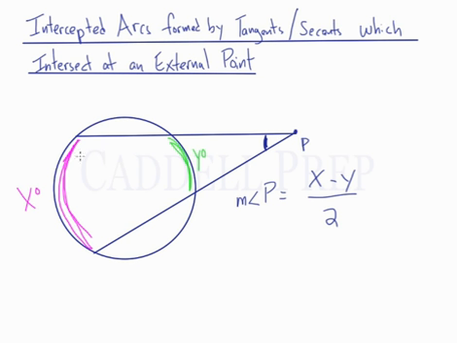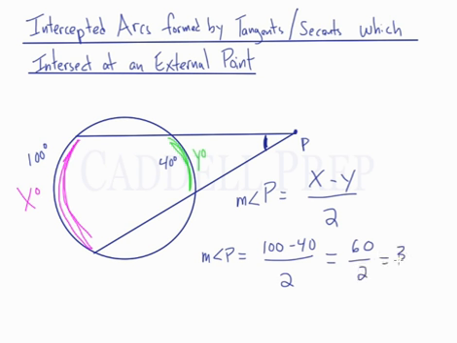So for example, if the measure of this arc is 100 degrees and the measure of this arc is 40 degrees, we can find the measure of angle P simply by doing 100 minus 40 and dividing it by 2. So we get 60 divided by 2 and we get 30.